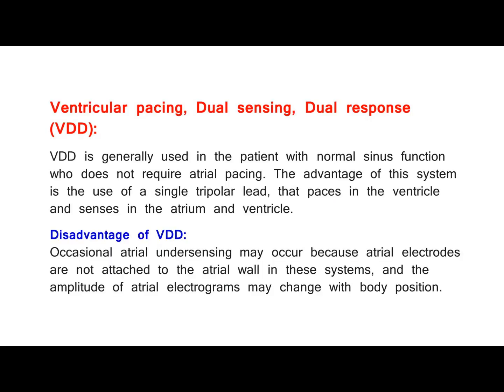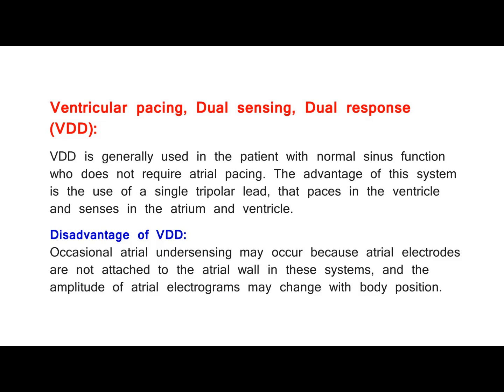Other pacing modes. Ventricular pacing, dual sensing, dual response, VDD. VDD is generally used in the patient with normal sinus function who does not require atrial pacing. The advantage of this system is the use of a single tripole lead that paces in the ventricle and senses in the atrium and ventricle.